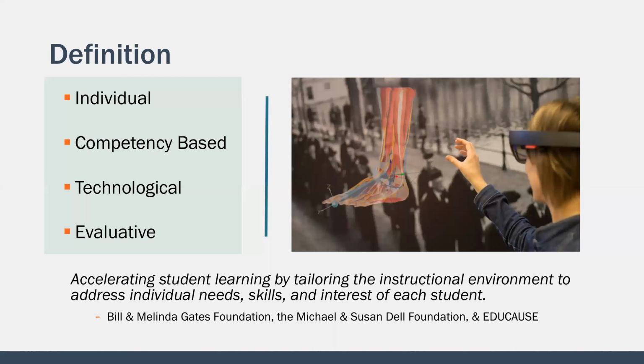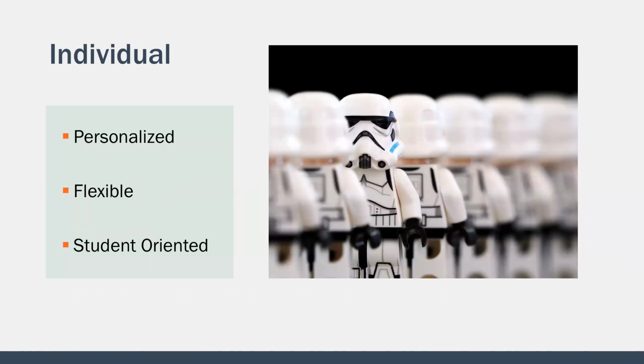So that's really what it is. It's those kinds of things. We have that great definition at the bottom: accelerating student learning by tailoring the instructional environment to address individual needs, skills, and interests. And that's a pretty good definition for what personalized learning is. We're going to take a look at each of these 4 key areas in a little bit more detail, and then we'll talk about the digital learning tools that we need to address. So it's an individual process.